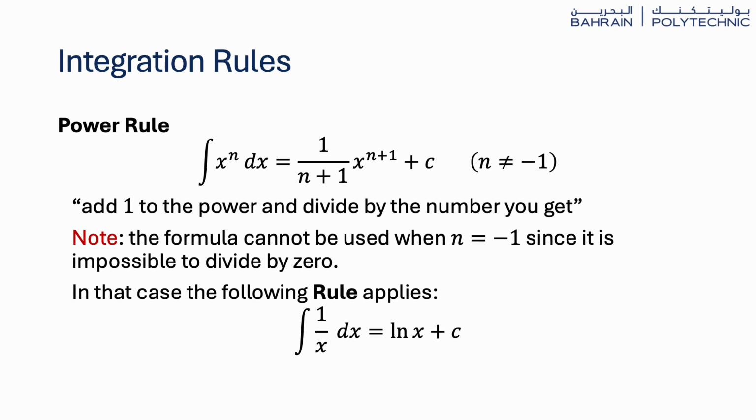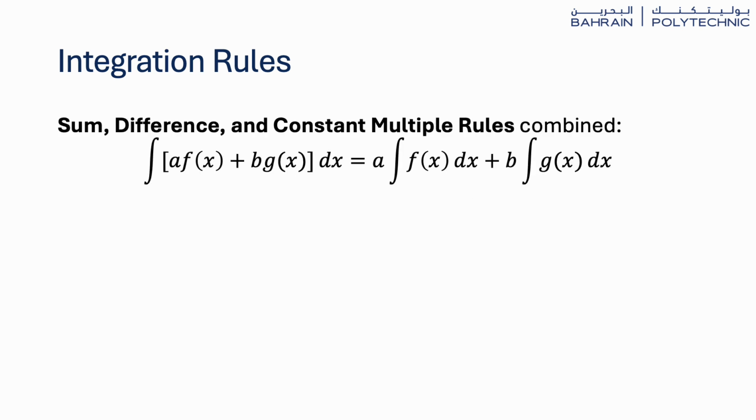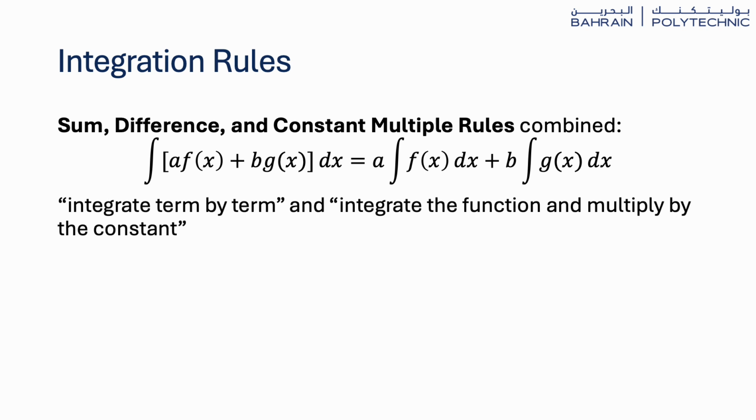So let us take an example. Also, for the integration rule, if we have a sum, as we have in differentiation, we have it also for integration. If we have the integral of a f(x) plus b g(x) dx, we can just take the constants out of the integral and integrate a times the integral of f(x) dx plus b times the integral of g(x) dx. This is valid for the sum, also for the difference.